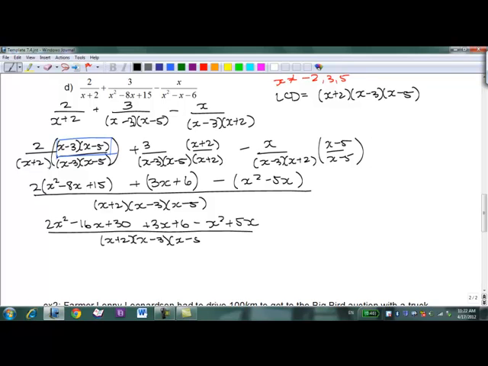And just simplifying, certainly the numerator is going to become 2x squared minus x squared is just plain old x squared. How many x's do I have? I have a minus 16, I have a plus 3 and a plus 5, so that's minus 8x. And we have 30 plus 6 is 36. And that's all over our huge denominator.